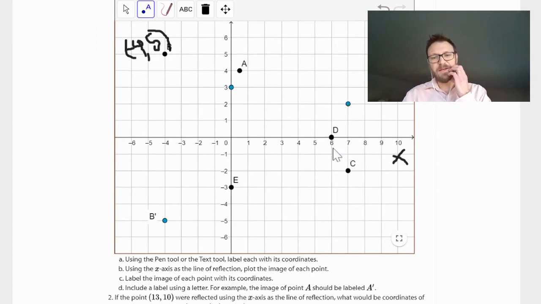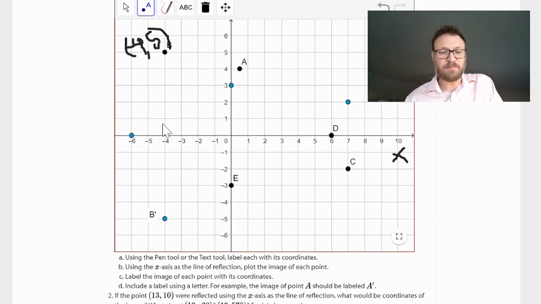Now, what about D? If I was to reflect D on the x-axis, if in your mind you're like, well, you can't do that because it's on the x-axis, you're correct. You can't reflect it. Not possible. But what if we reflected it over the y-axis? So here's D. It's 6 away from the origin. I'd have to go 6 to the other side, which would put it at -6. So D reflected would be over here, over the y-axis.